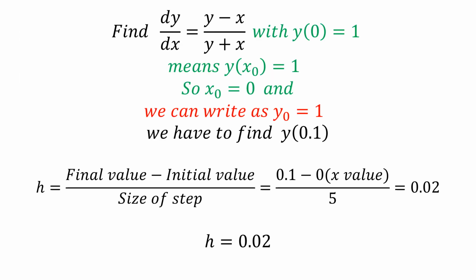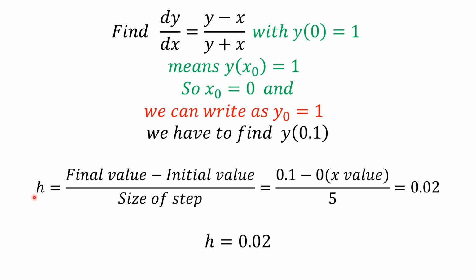Further, we have to solve dy by dx is equal to y minus x divided by y plus x with y 0 equal to 1. This is the value function. This is the initial condition which has been given. This question means basically this is the value of x naught. So x naught is equal to 0 and y naught will be equal to 1, written in this way or this way, it is the same thing. And we have to calculate y 0.1.